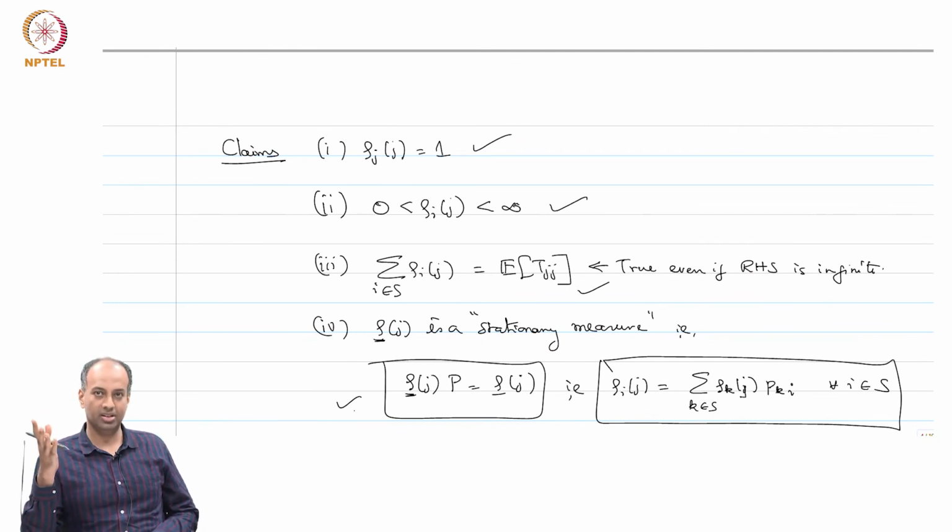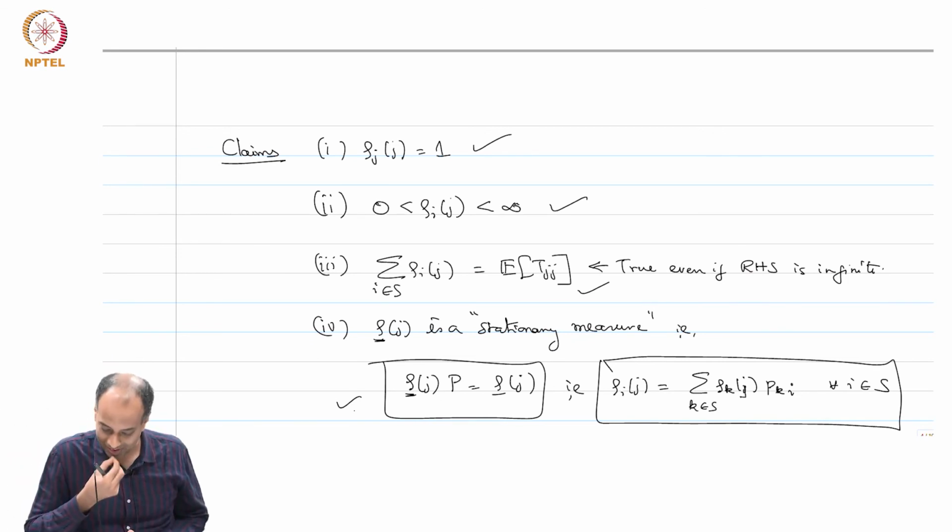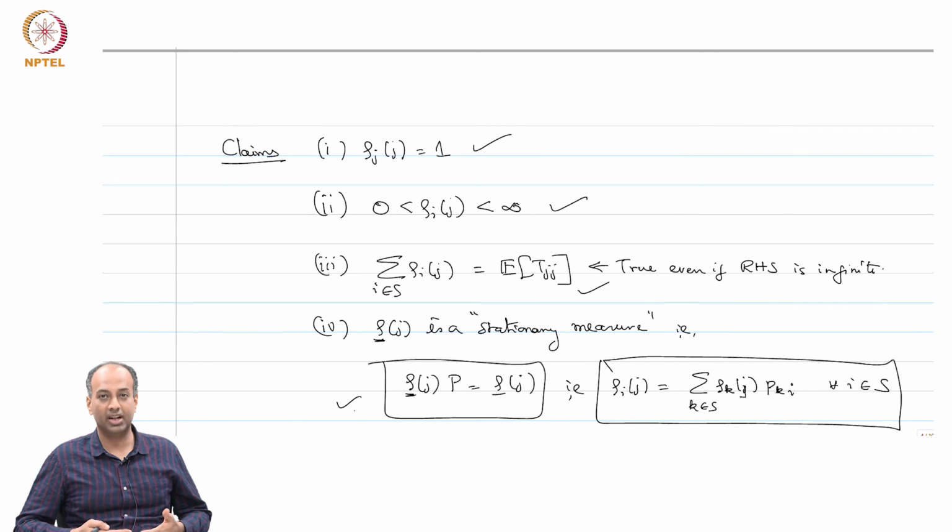It is a stationary measure, so it is strictly between 0 and infinity, and it solves the equation xP is equal to x. So by explicit construction, we have explicitly constructed a solution to xP equals x, and we have interpreted this solution. Furthermore, if the Markov chain is positive recurrent, you can divide ρ_i(j) by the expected T_jj, which is finite for a positive recurrent chain, and you can get a stationary distribution.